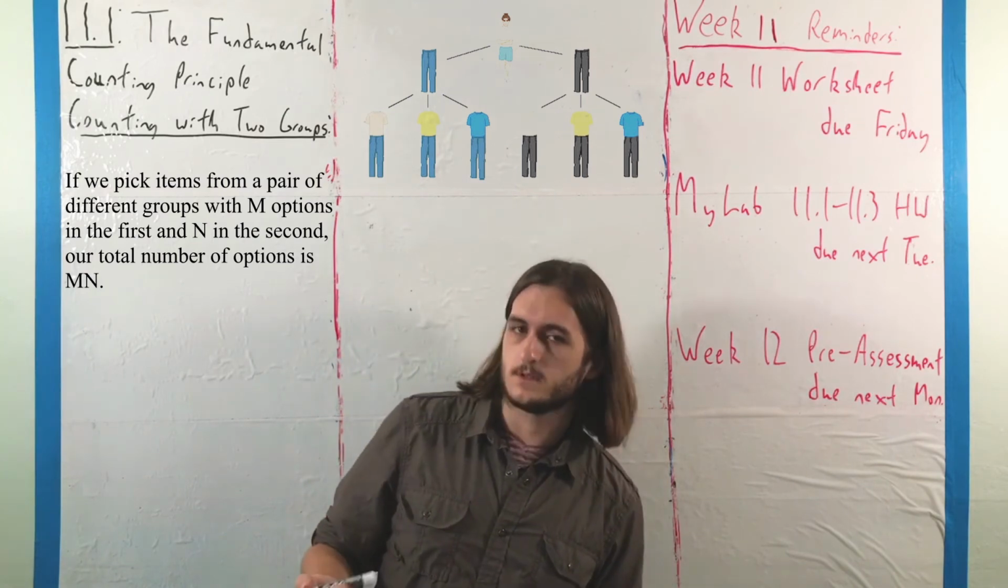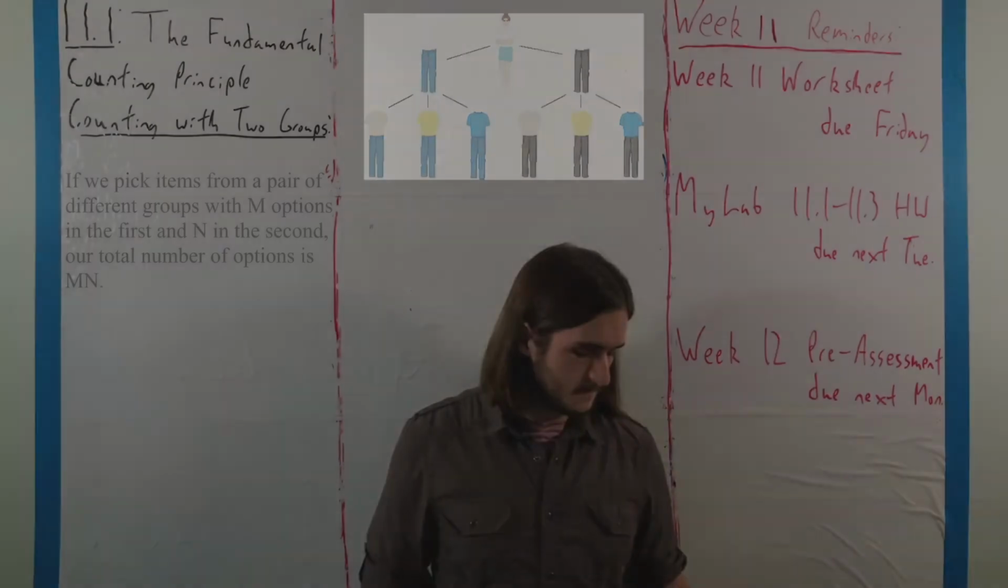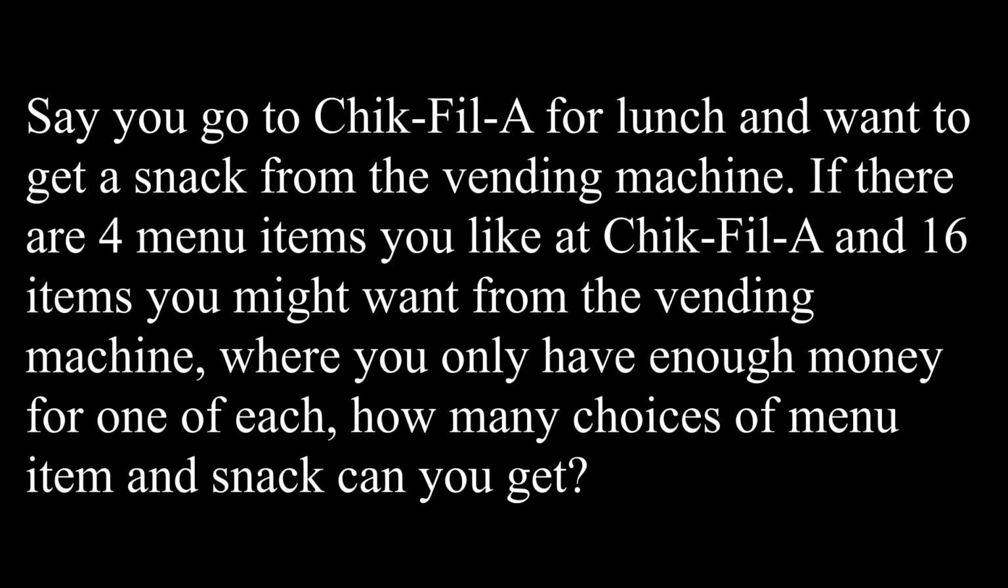So here we had 2 pairs of pants, 3 shirts, multiply that together, and same as we got from counting, you have 6 options. So let's take a shot at another example for this type of problem, where let's say that you're going out for lunch, and you go to Chick-fil-A, and you also want to get a snack from the vending machine. If there's 4 things on the Chick-fil-A menu you like, and 16 things you might want from the vending machine, where you've only got enough money for 1 of each, and you're definitely getting 1 of each, and you're not really thinking about whether the sandwich would go well with that honey bun or not, but you're just picking.